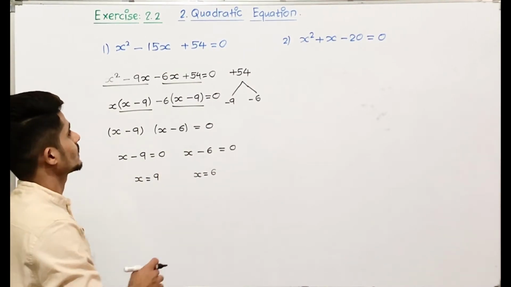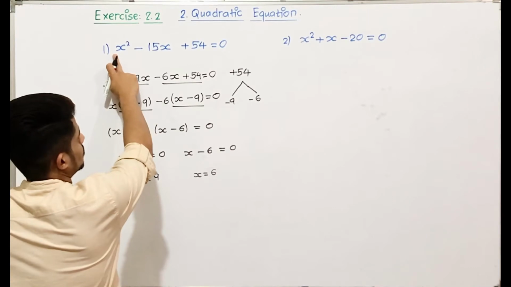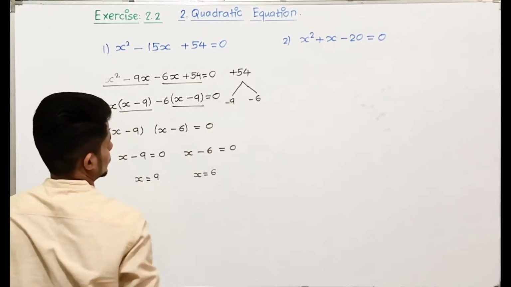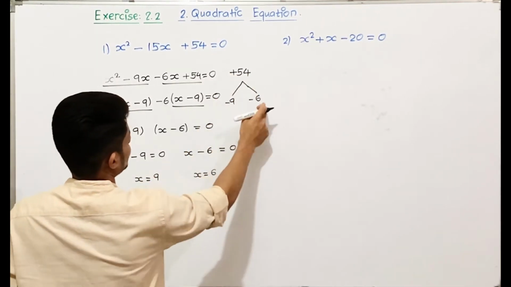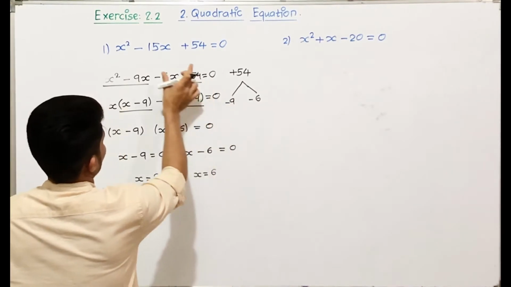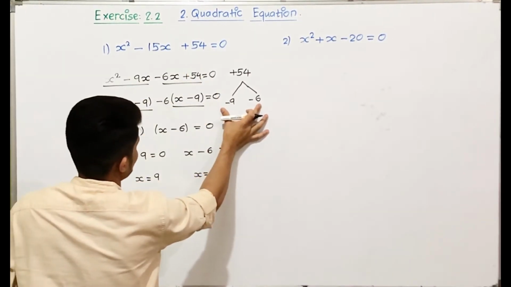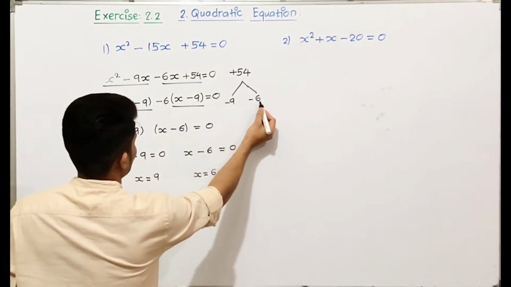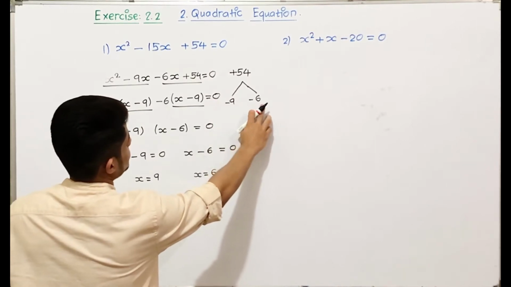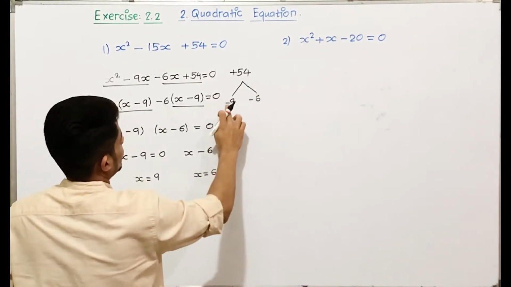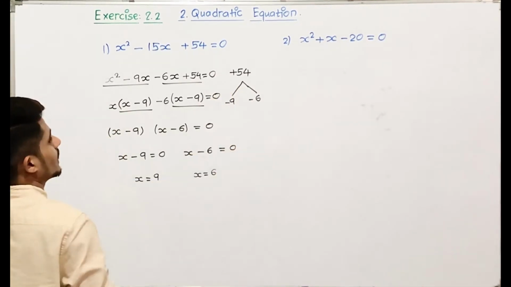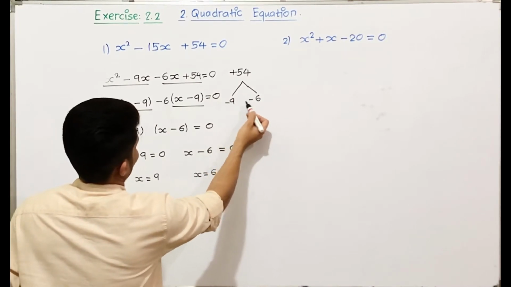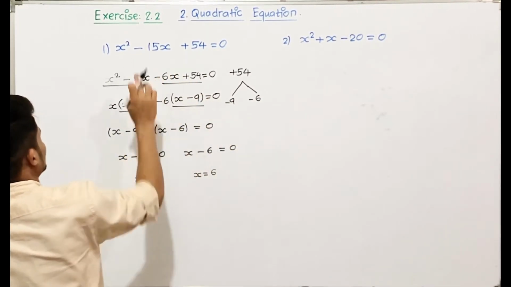What we have to do is firstly multiply the coefficient of a with c, that is 1 into plus 54 is 54. Now split 54 in such a way that the addition is equal to minus 15 and the multiplication is equal to 54. So the numbers will be minus 9 and minus 6. Minus 9 into minus 6 is 54, since minus minus is plus, and minus 9 minus 6 is minus minus plus 9 plus 6 is 15 with the sign of the bigger number.